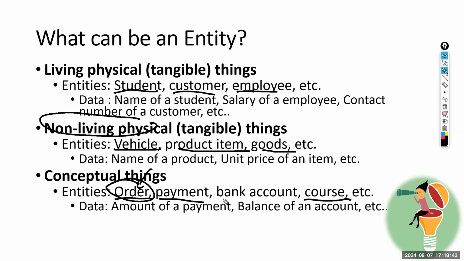A bank account, it's an entity, it's a conceptual thing. So we are interested in the account number, balance, interest rate. So now we have three types of entities: living physical, non-living physical, conceptual.